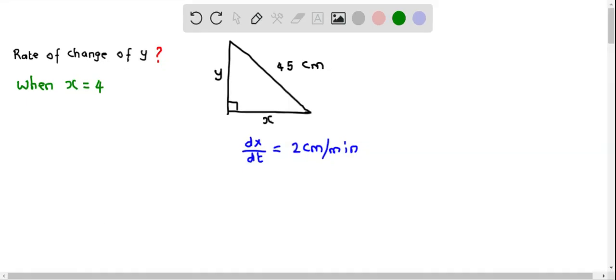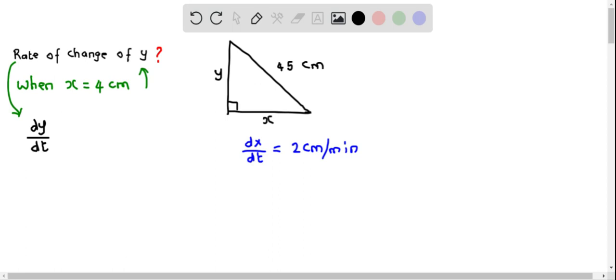In this problem, we are given a right triangle with hypotenuse 45 centimeters and variable lengths x and y centimeters. We are also given that x is increasing at a rate of 2 centimeters per minute. We have to determine the rate of change of y at a point when x equals 4 centimeters. So basically, we have to find dy over dt, that is the change in y with respect to time.